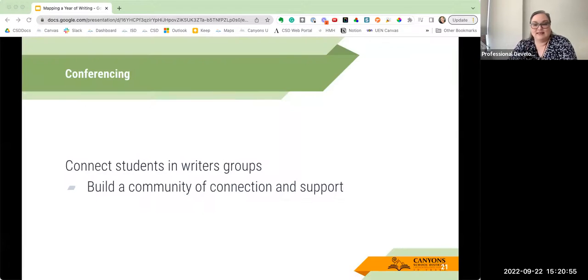And then last is to connect students with writers' groups, right? Have students working together in a writing group. This can build a community of connection, support in your classroom, a community of writers. And the focus is the exact same. I'm struggling with this section. Does this character and dialogue make sense? Can you picture this? Are my descriptions good enough? And students can give feedback on that.